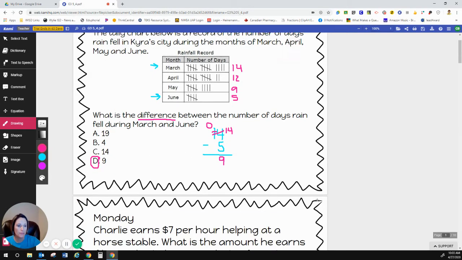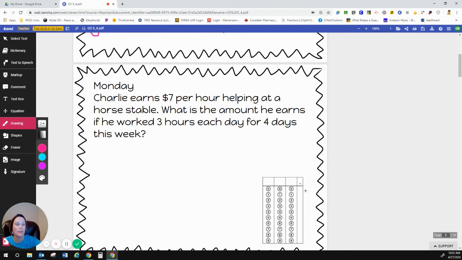Okay, so let's check out our next one. Charlie earns $7 per hour helping at the horse stable. What is the amount he earns if he worked 3 hours each day for 4 days this week? Okay, so let's break that down, thinking about what do we know? Who's this story about? It's about Charlie. He's earning some money. So I know that he earns $7 per hour. So every hour that he works, he's going to get $7. Okay, think about that.